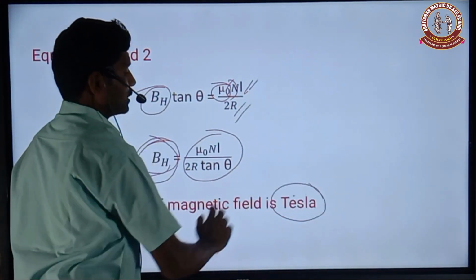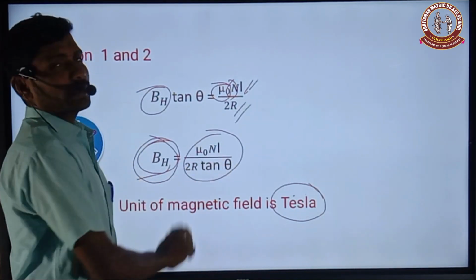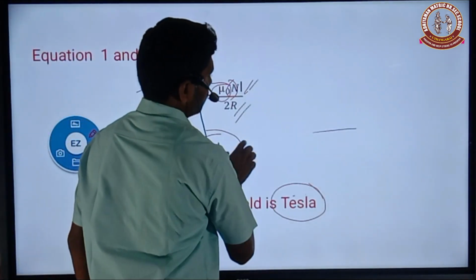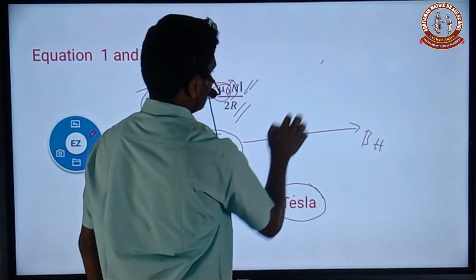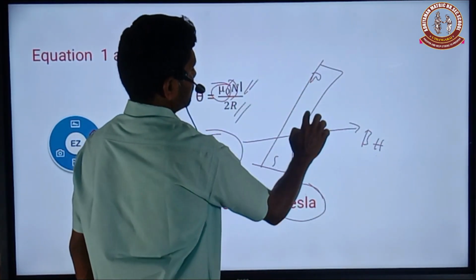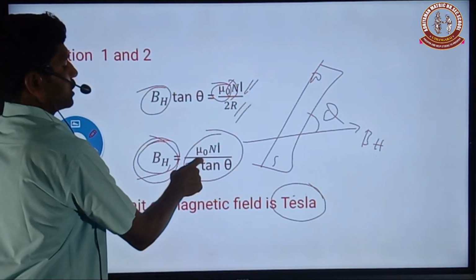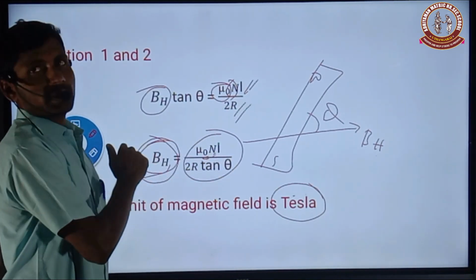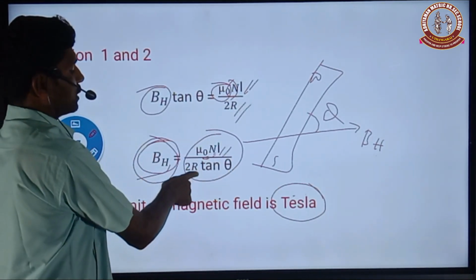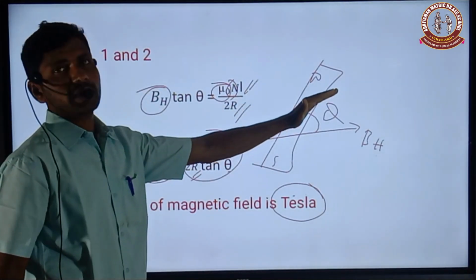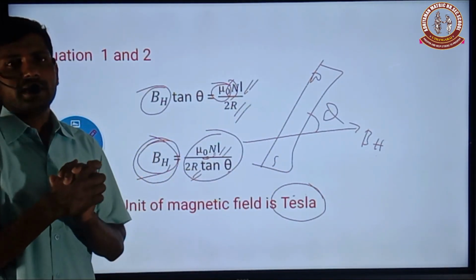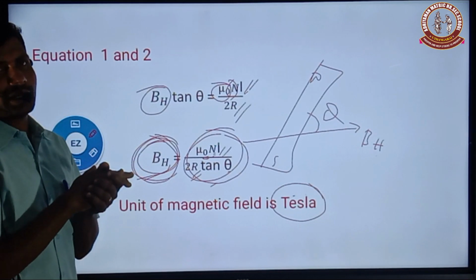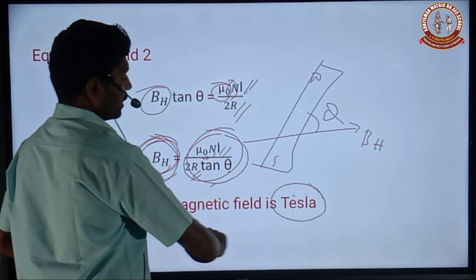The unit of magnetic field is the Tesla. BH is equal to mu naught N I by 2R tan theta. Theta is the angle by which the bar magnet is deflected with respect to the horizontal component of the earth's magnetic field, BH. Mu naught is a constant value, 4 pi times 10 to the power minus 7 henry per meter. N is the number of turns, I is the current flowing through the coil, and R is the radius of the coil. Theta is the angle of deflection of the magnet with respect to the horizontal component of the earth's magnetic field. Knowing all the values, we can find the horizontal component of the earth's magnetic field, and the unit of magnetic field is the Tesla.